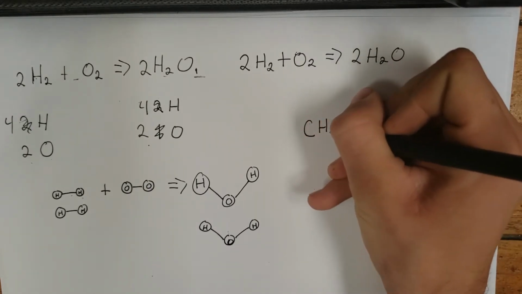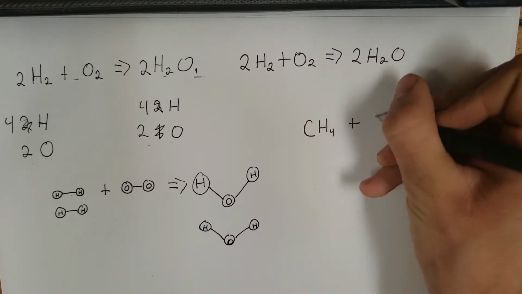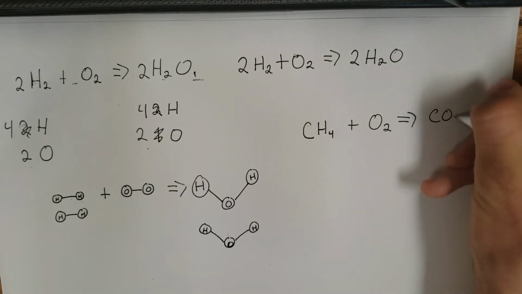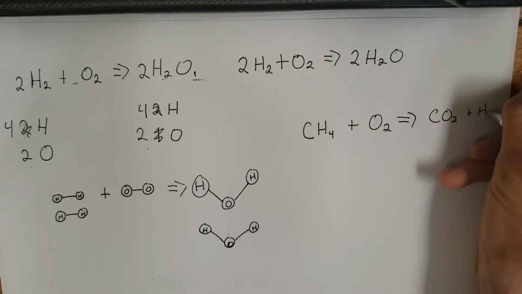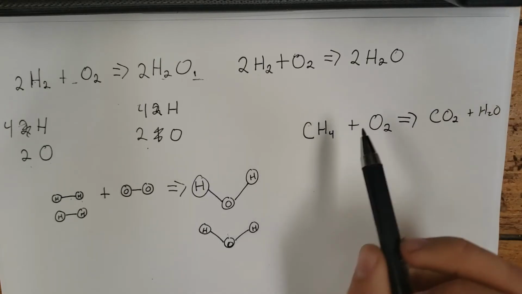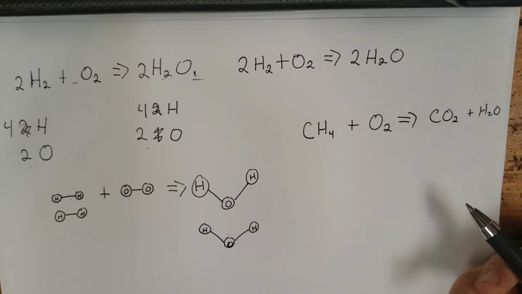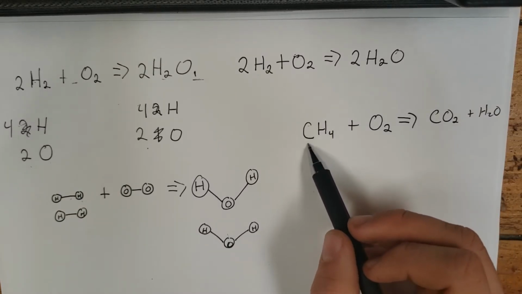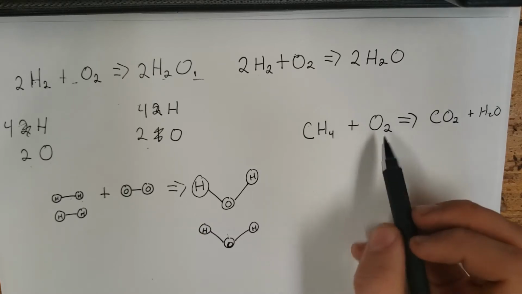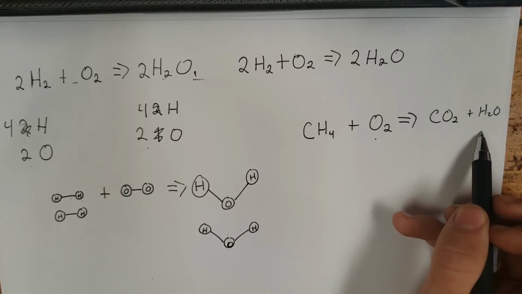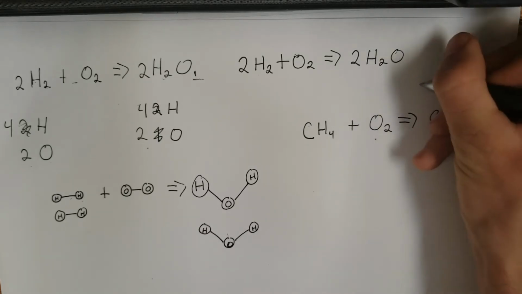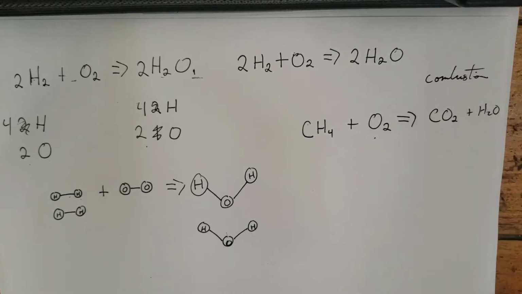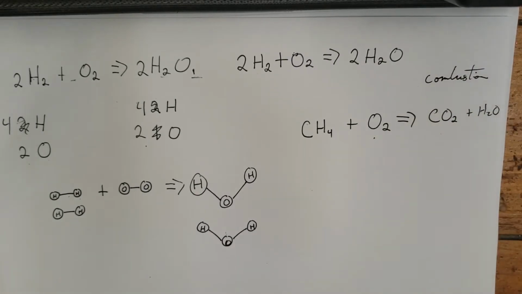Do methane, which is CH4, and we're going to react this with oxygen. And this is going to form carbon dioxide and water. So this reaction right here is called the combustion reaction. And that's when you have an organic molecule, which is something that has a carbon in it, reacting with oxygen to form carbon dioxide and water. This is always called a combustion reaction. So let's go ahead and get started.